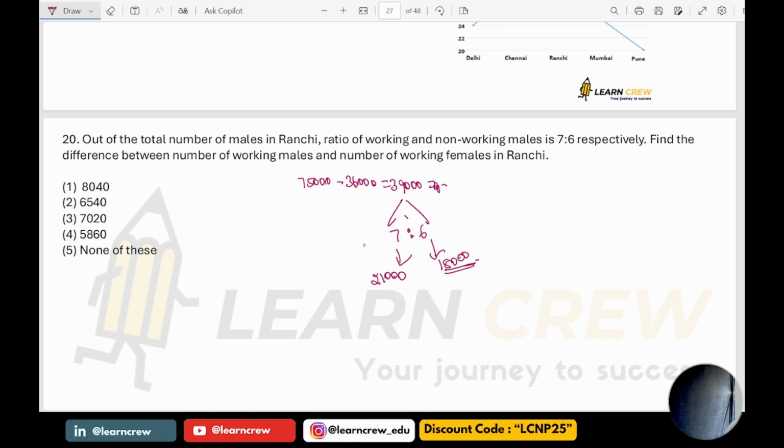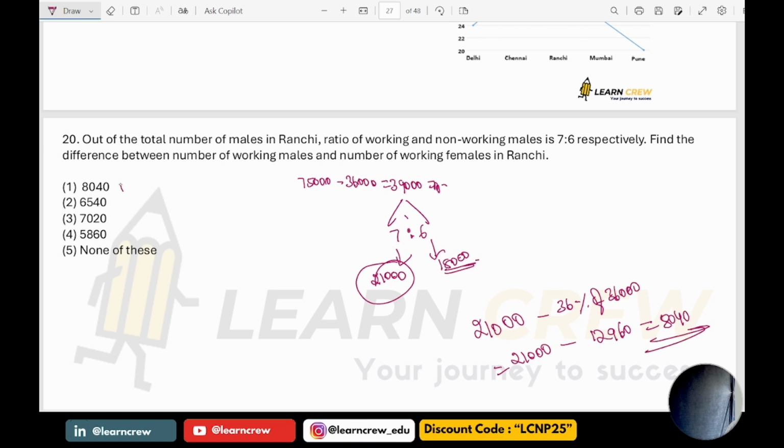Thereby the question is to find the difference between the number of working males, 21,000, and the number of working females. Number of working females should be how much? 36% of 36,000, since 36% of females are working. So 21,000 minus 12,960 is equal to 8,040. So 8,040 is the answer.